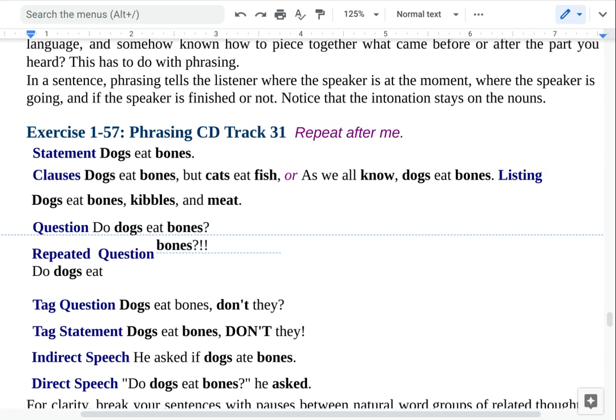Exercise 158. Creating word groups. Break the paragraph into natural word groups. Mark every place where you think a pause is needed with a slash. Pause the CD to do your marking.